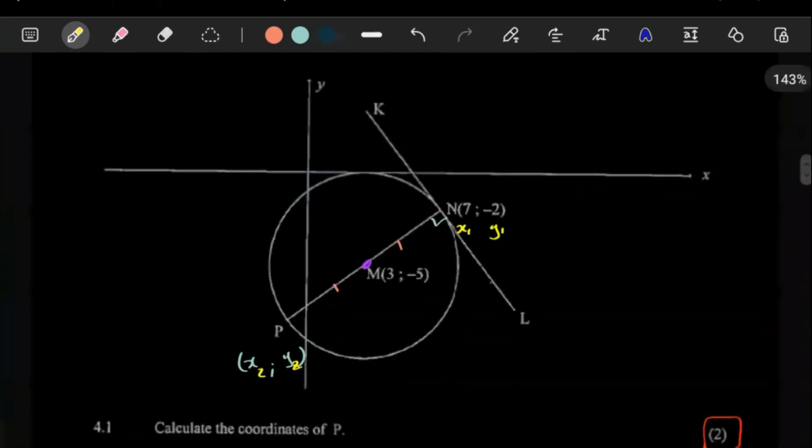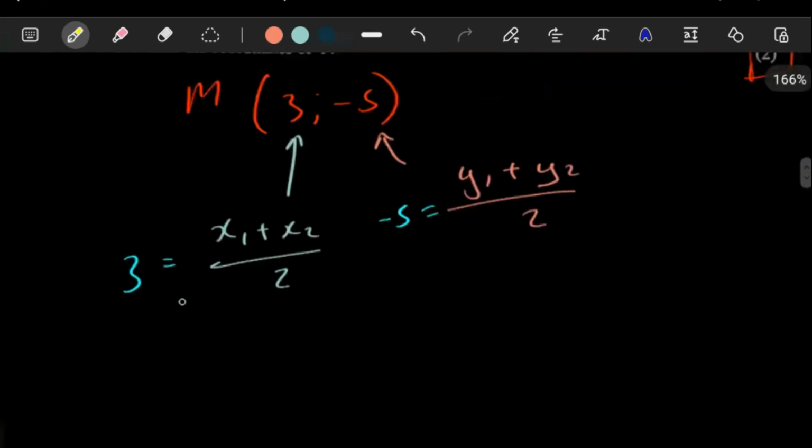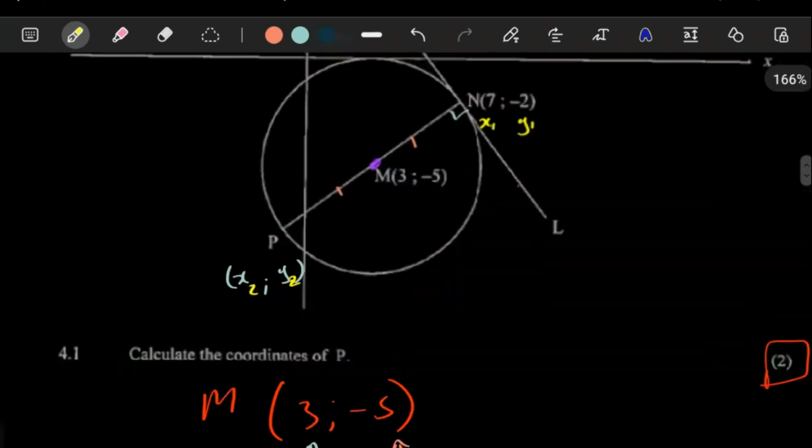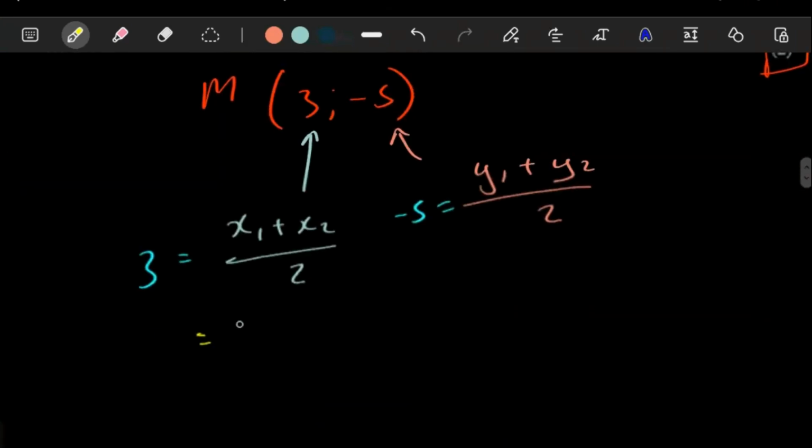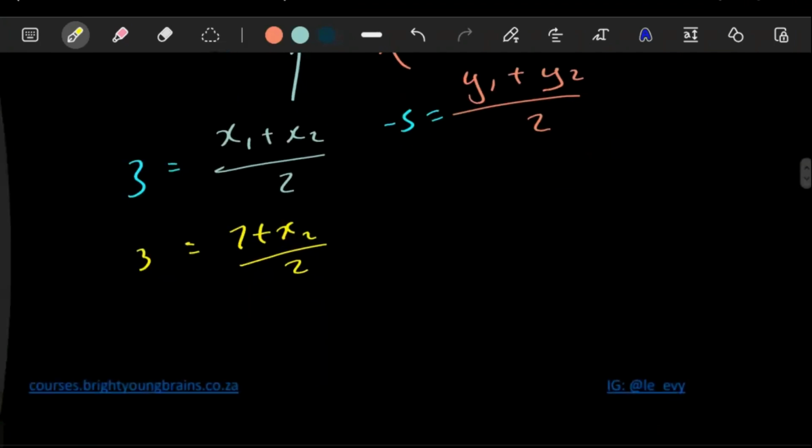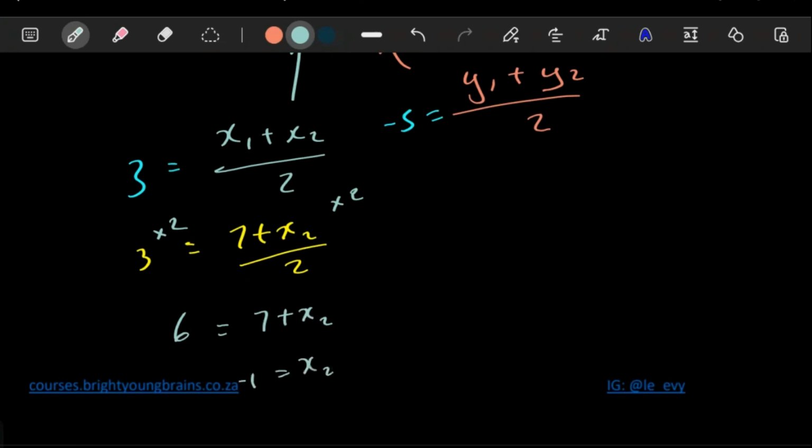Let's put x1 and y1 in the formulas. So in the formula here, we can put x1, which is just a 7. 7 plus x2, all over 2. We can multiply both sides by 2. 6 is equal to 7 plus x2. 6 minus 7 is going to be negative 1. That's the x2.